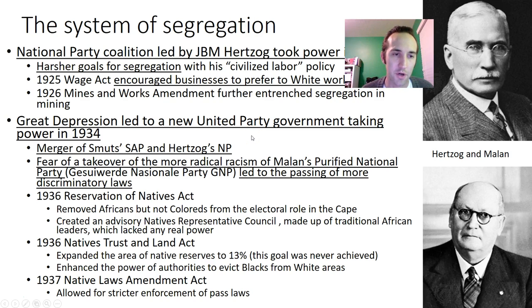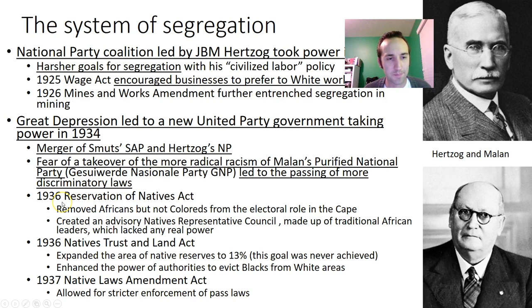And we get this United Party together. And they're united because they're worried about this guy, a more radical extreme party, the Purified National Party, the Gesuiwerde National Party, the GNP. They're going to pretty extreme measures of segregation. So in order to keep people from voting for that guy, they're also going to pass a bunch of laws on kind of medium segregation to keep the white population at least satisfied.